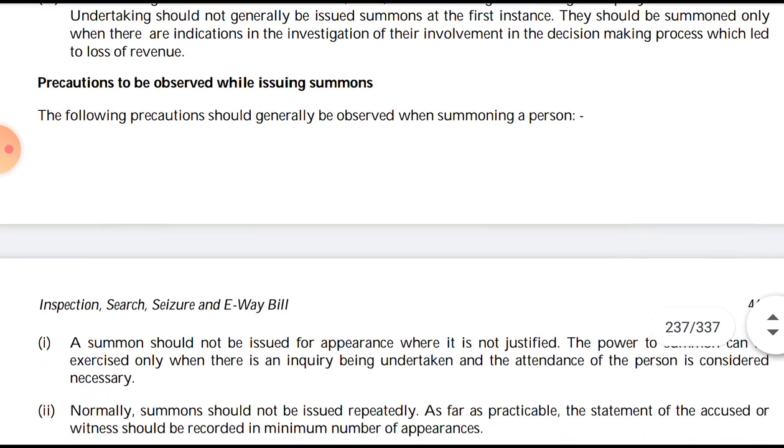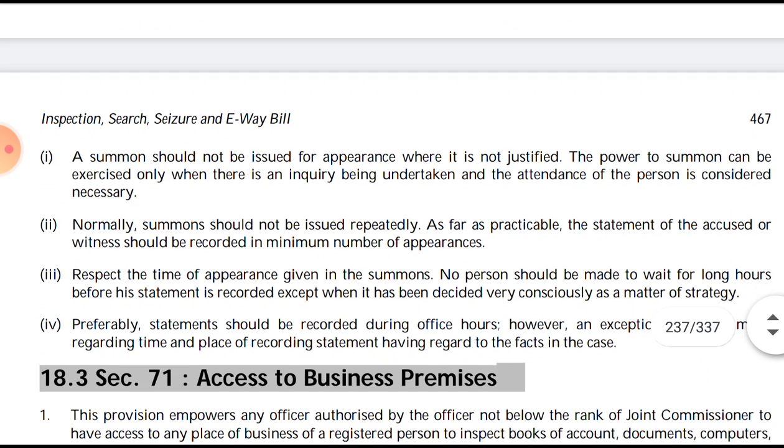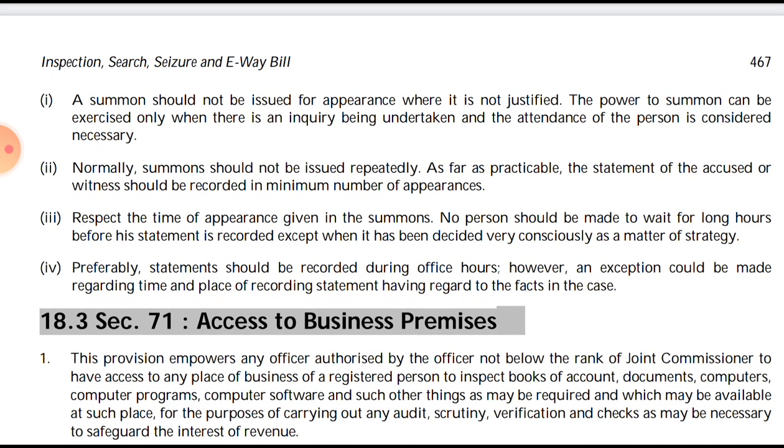So if we summarize the precautions: first, it should be issued only if the reasons are justified. Then the power to issue summons should be used only if an inquiry is being undertaken and the attendance of such a person is necessary. Then summons should not be issued repeatedly; as far as practicable, the statement of the accused or witnesses should be recorded in the minimum number of appearances. Then in respect of the time of appearance, no person should be made to wait for long hours before the statement is recorded, except when it has been decided very consciously as a matter of strategy.